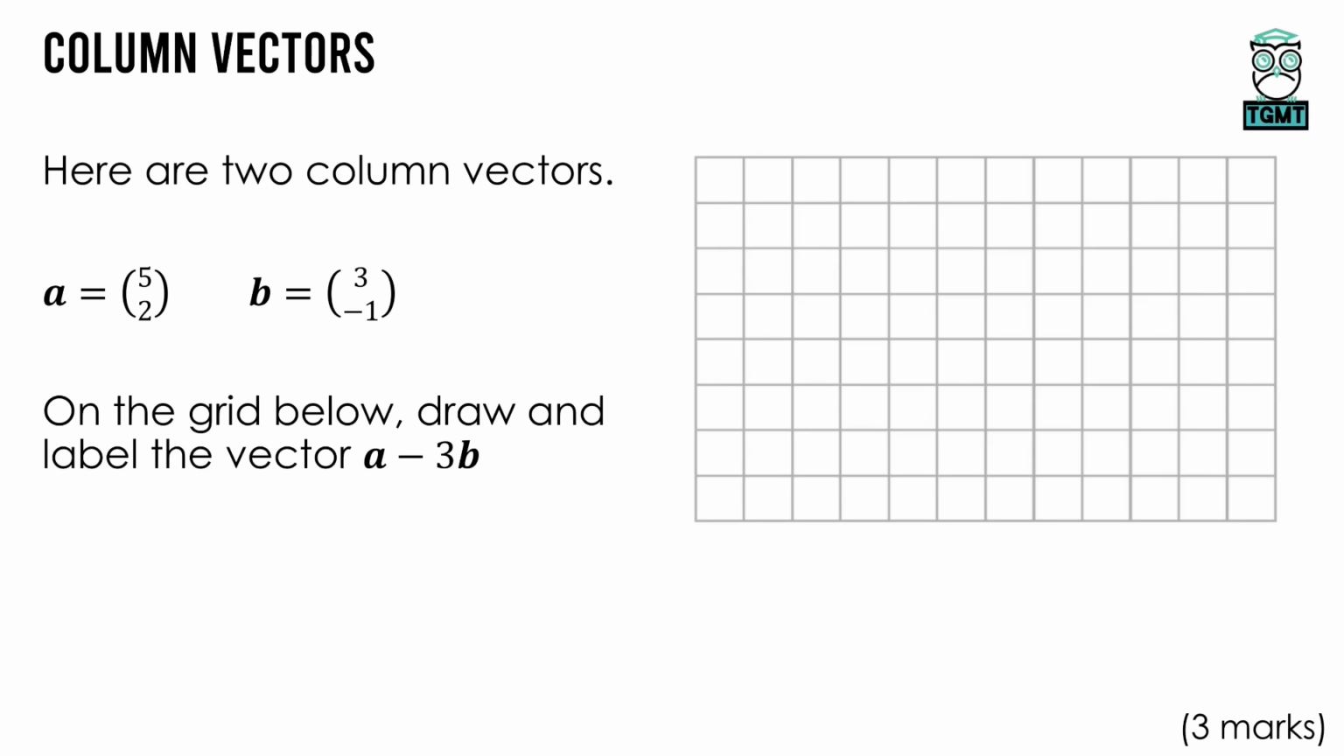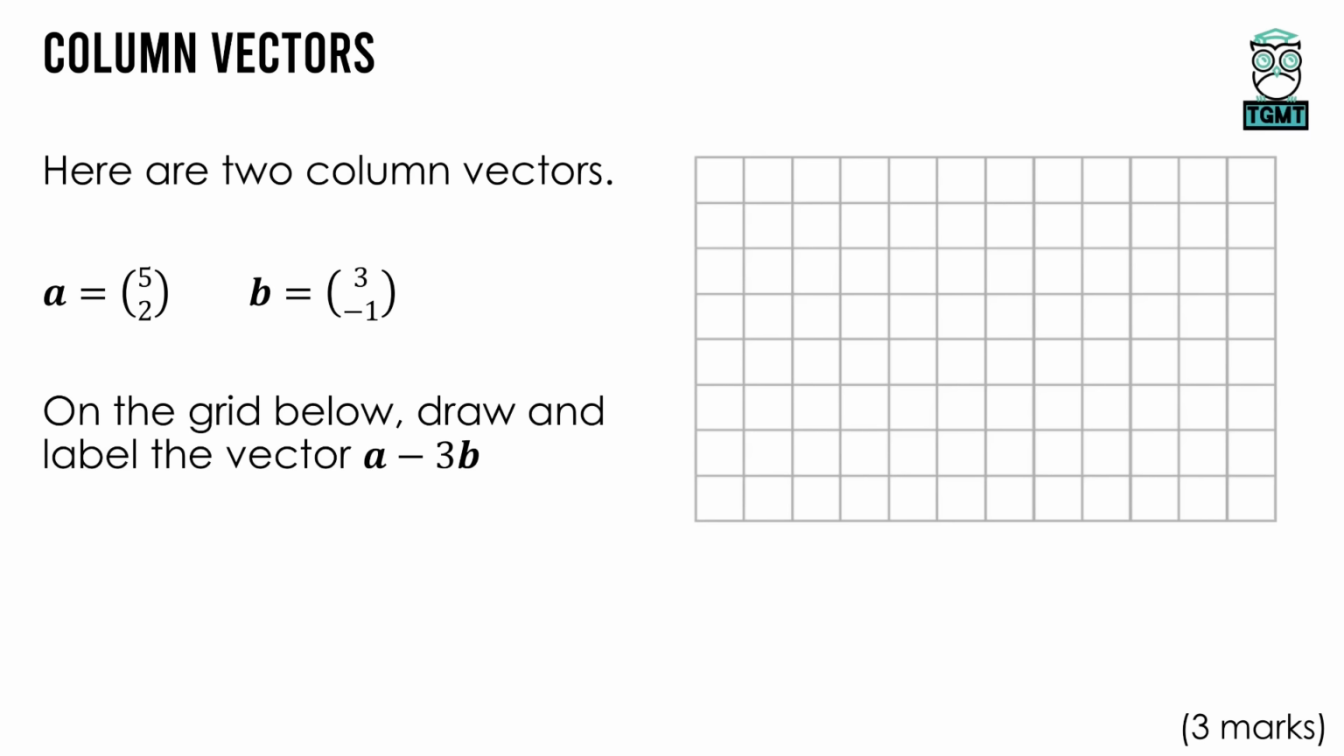Now with column vectors, usually the first part of these questions is really nice to get some marks on. You just need to know how to draw them if you're asked to label it on a grid. So here it says there's two column vectors, 5 over 2 for A and 3 over -1 for B. The top number indicates left and right, the bottom number indicates up and down. It says on the grid, draw and label the vector A minus 3B.